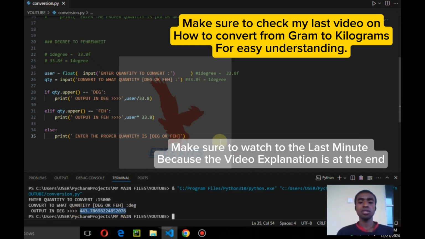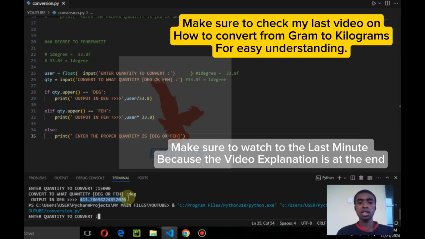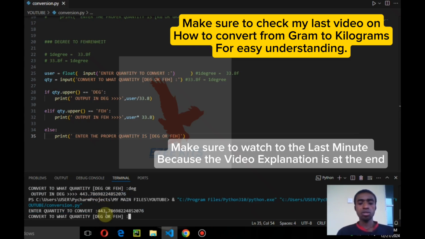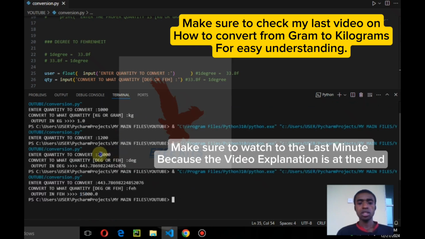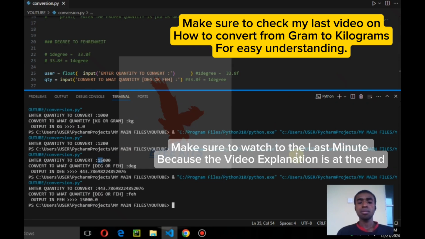What if I want to convert from degree to Fahrenheit? Let's see whether this is true. Let's take this again. I want to convert it to Fahrenheit. You can see I get back my 15,000, which we got earlier. So I get it back. So it converts perfectly.